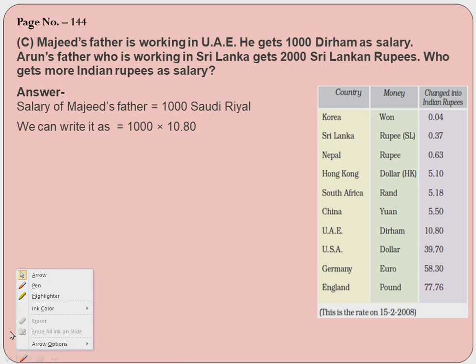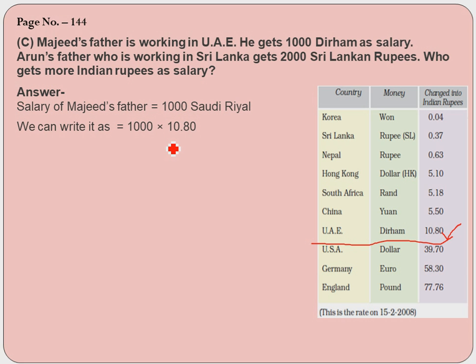Now, it can be written as, see from this. Okay. UAE, where is UAE? Here is UAE. And what is the UAE amount when we exchange into Indian rupees? We will get 10 rupee 80 paisa for each dirham. So, for 1000, 1000 into 10.80. Similarly, you can split it as 1000 into 10 plus 1000 into 0.80. So, 1000 into 10 is 10,000 plus 1000 into 0.80 is 800.